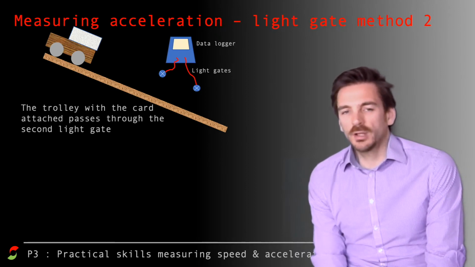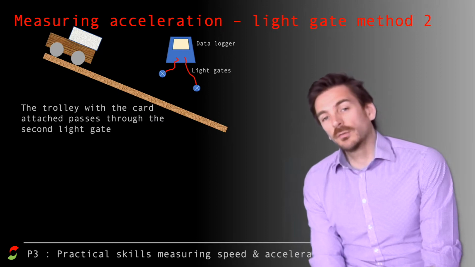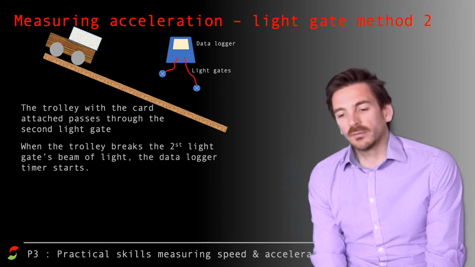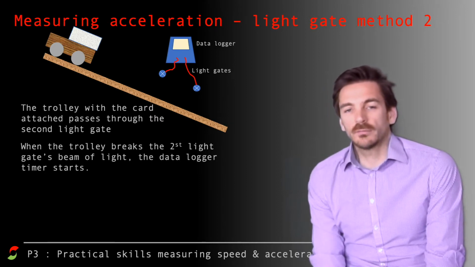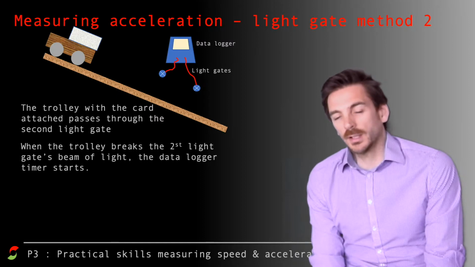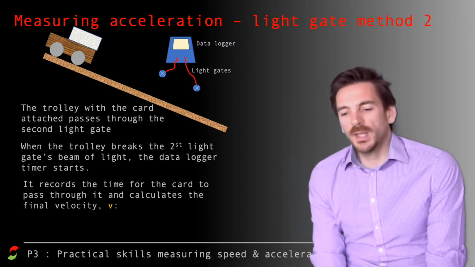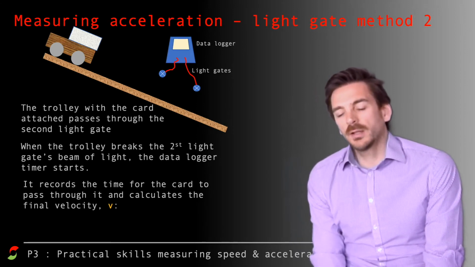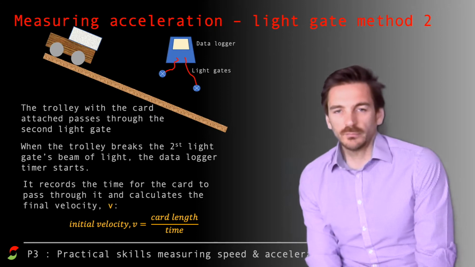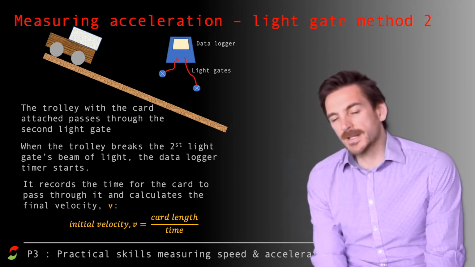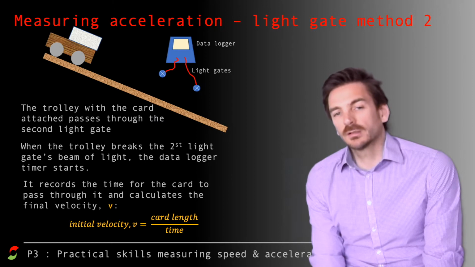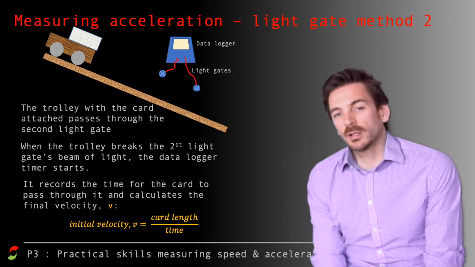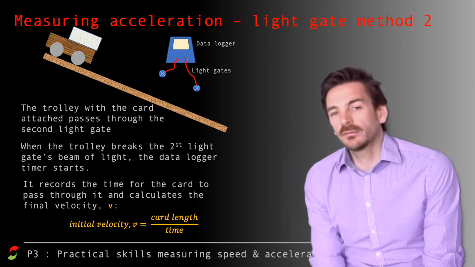So the trolley with the card attached is then going to break the light in the second light gate, and when it does that, it's going to record the amount of time that the interrupter card breaks that beam of light, and it's able then to calculate a second velocity, if you like, the final velocity. And it's going to use the same equation. Obviously the values will be slightly different if it's accelerating, but the final velocity at that second light gate will be the length of the card divided by the time that the interrupter card spends in that beam of light at that second light gate.